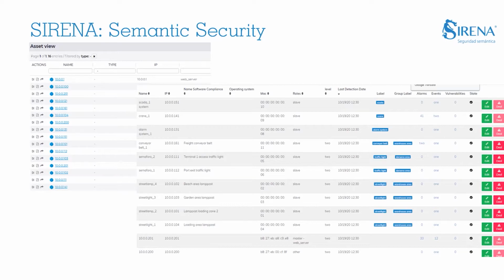We also can see that the system has automatically tagged assets, lampposts from 1 to 4, traffic lights from 1 to 2, etc., using a powerful automatic tagging engine. Finally, we can drill down into the complete business information associated with the asset with the button on the left.